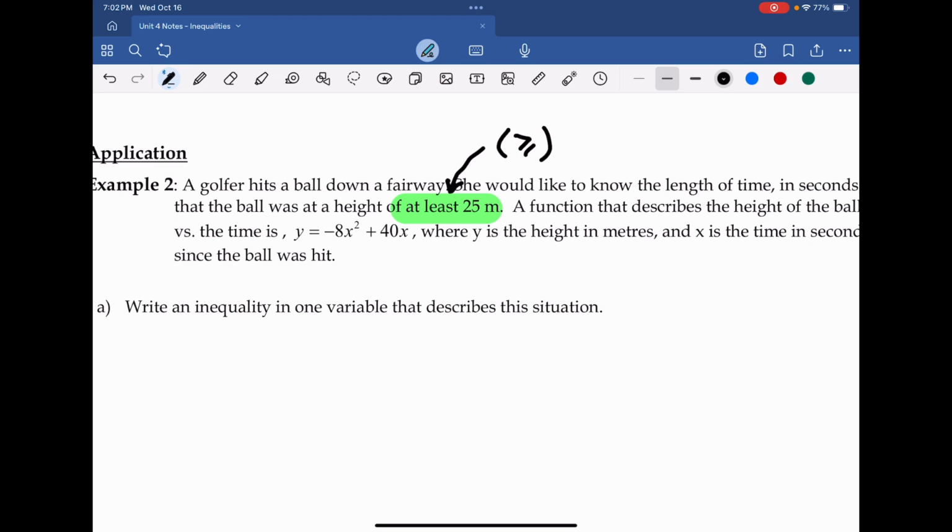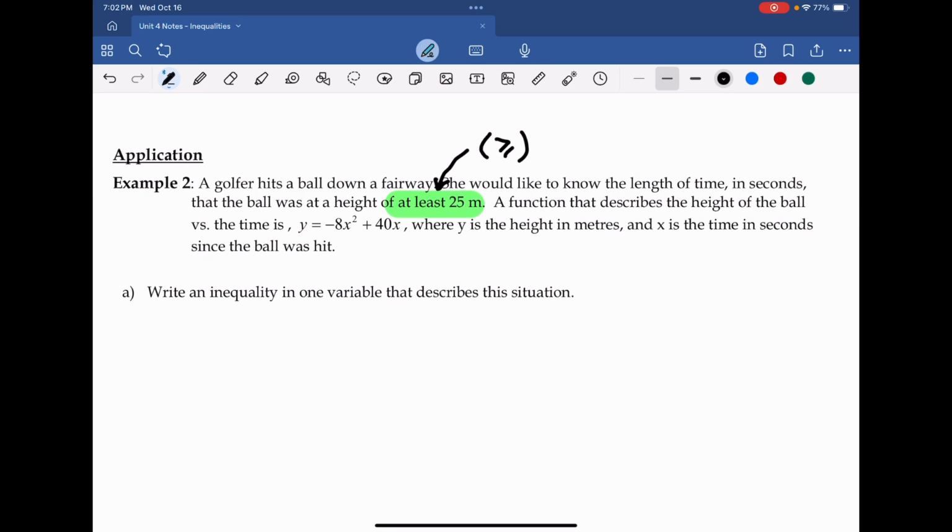So how long is this golf ball in the air for at least 25 meters in the air? A function that describes the height of the ball versus the time is y equals negative 8x squared plus 40x, where we know if the a value is negative, this is a downwards facing parabola. So this is good. It matches up to our expectations of any sort of tossed ball in the air, or any hit ball through the air. This could be a baseball, it could be a golf ball, a football. All of them would follow a negative trajectory like that.